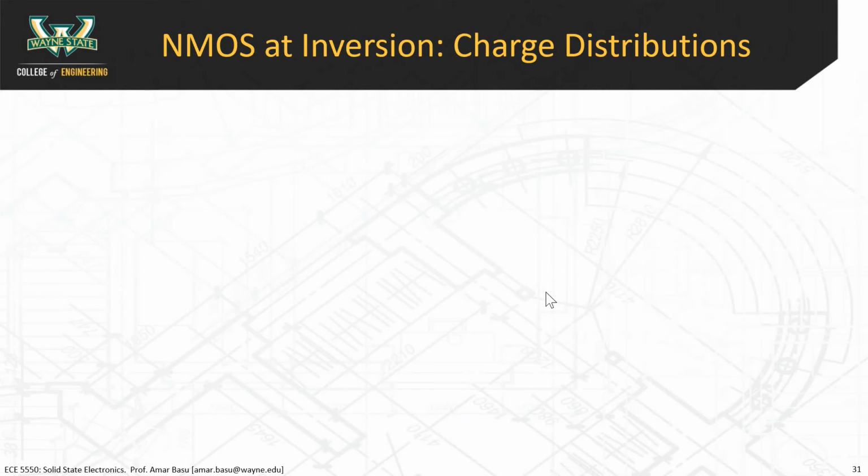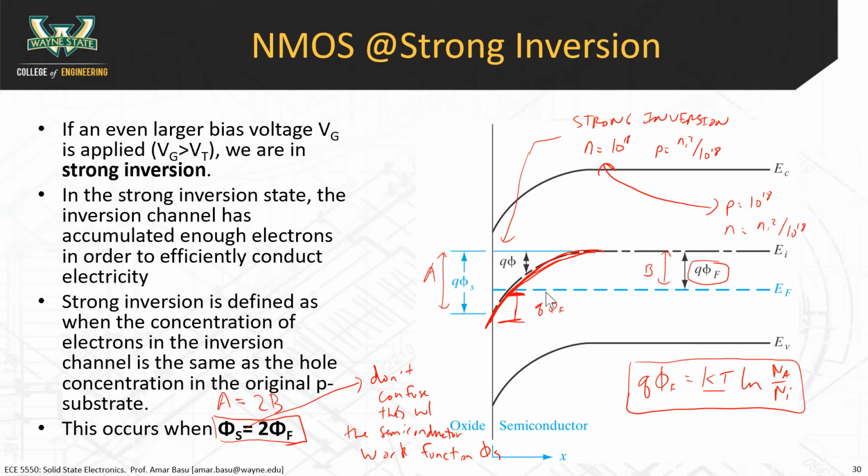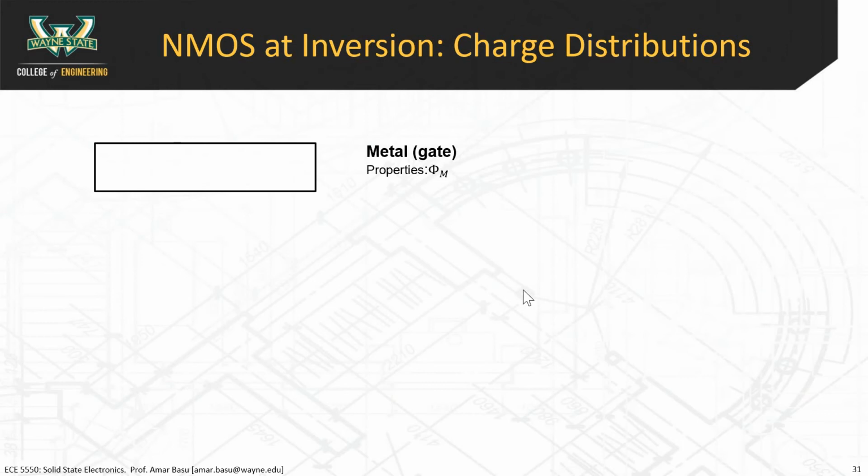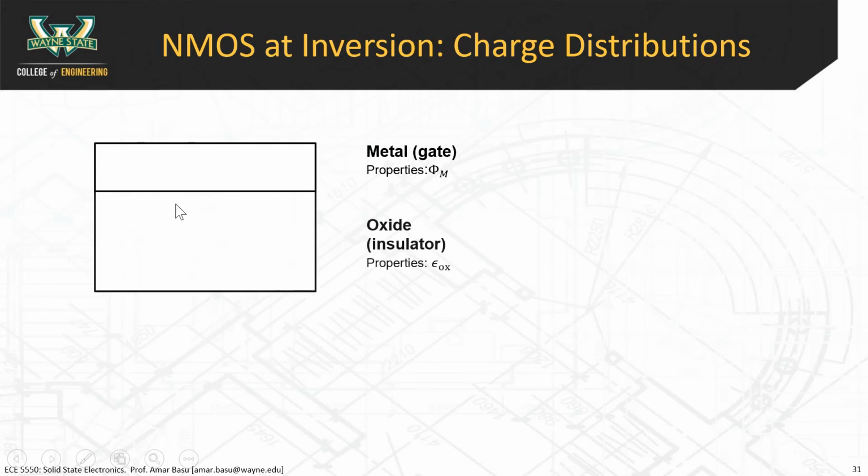Questions? Okay. All right. Now we've spent time looking at the energy band diagram. Now we're going to look at the charge distributions when you have strong inversion. Again, we're going to look at the vertical cross section. So we're going to start at the metal on the top, and then we have the oxide just below it. Remember, the oxide has some thickness associated with it.